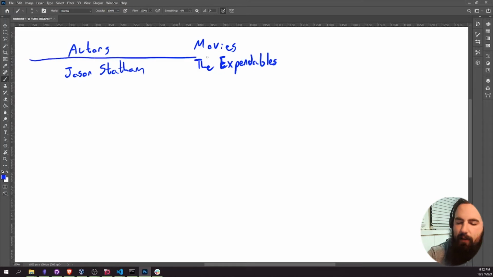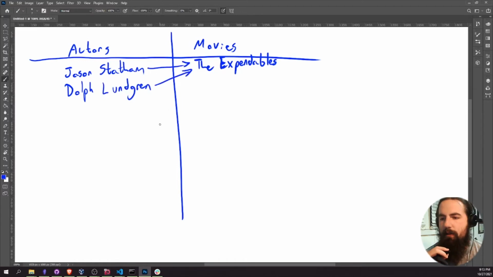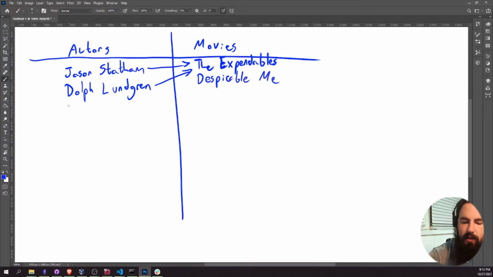So you've got these actors and these movies. And basically what you can do is use the movies to relate actors to other actors fairly easily. So who else was in the movie The Expendables? Let's say Dolph Lundgren. They were both in the movie The Expendables. And Dolph Lundgren was also in Despicable Me, which I found surprising. I guess I haven't watched that movie recently enough. Despicable Me with Steve Carell.